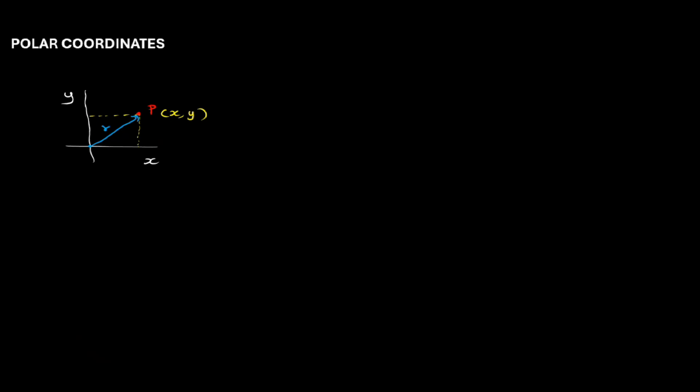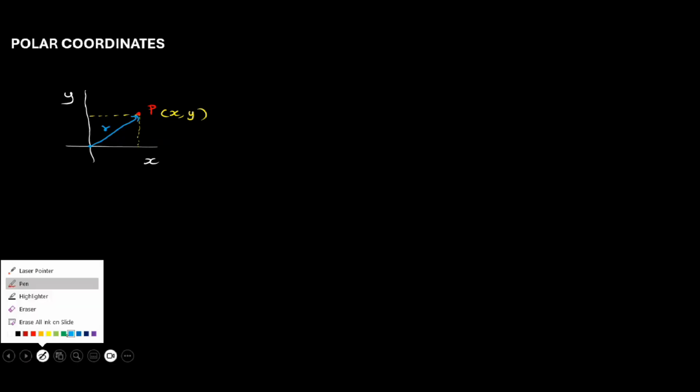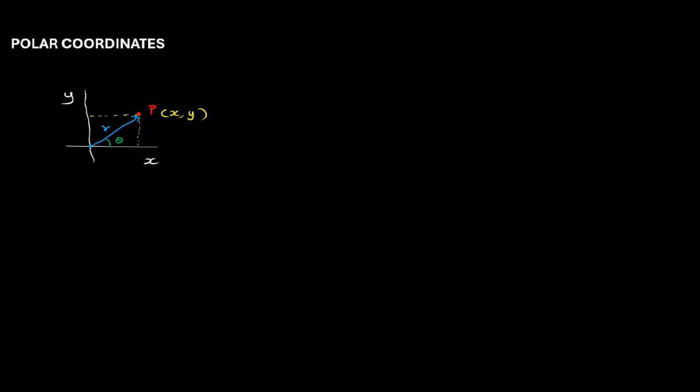Now, in order to define the position of point P, I don't just need to know how far I must throw this rope. I also need to know in what direction I must throw it. So this brings in the need for the angle theta. Theta tells me at what angle point P is located from the positive x-axis. And this combination of r and theta becomes your polar coordinates. We use polar coordinates to define the position of an object in circular motion.